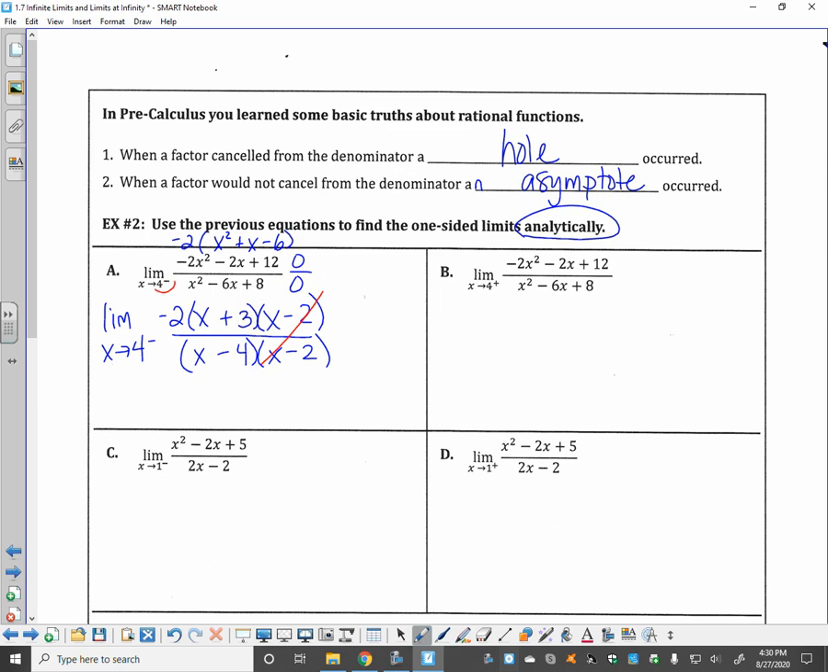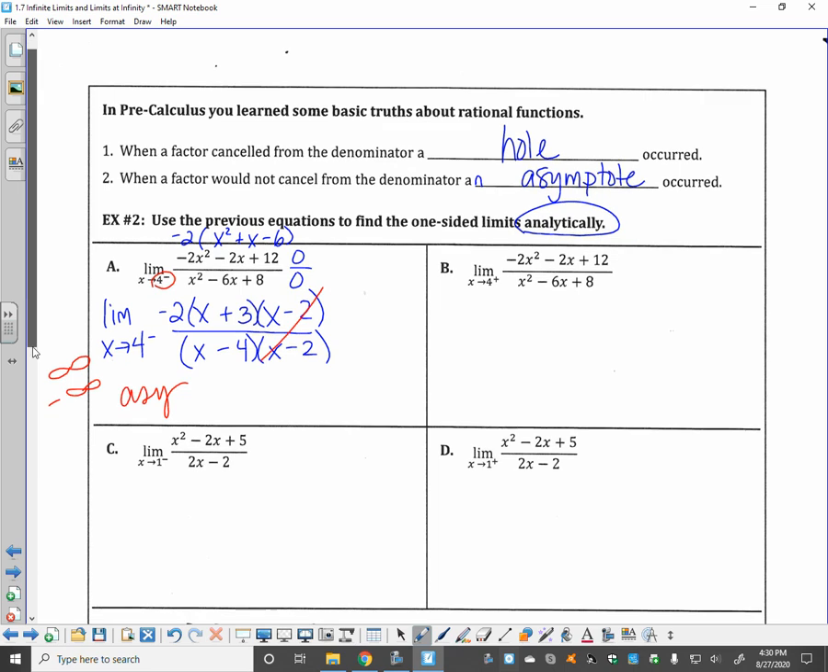All right, now where am I headed? I'm headed to a 4. Because that one didn't cancel, I now know that that's an asymptote, not a hole. So I know that my answer to this limit is either going to be infinity or negative infinity. It's not going to be a place.